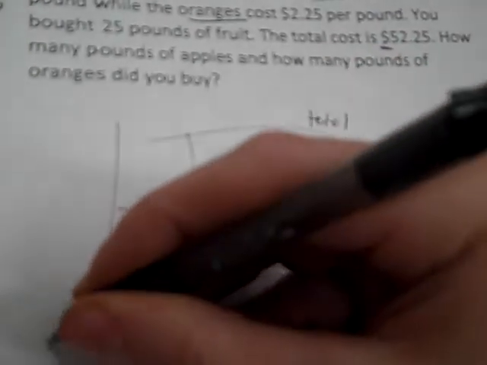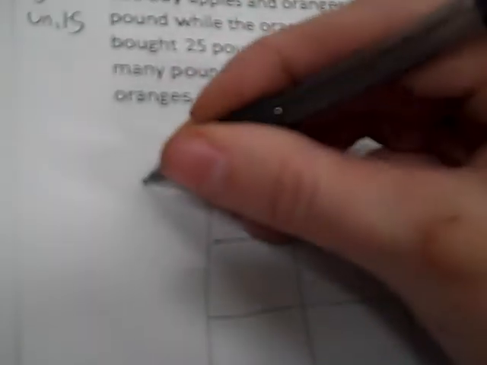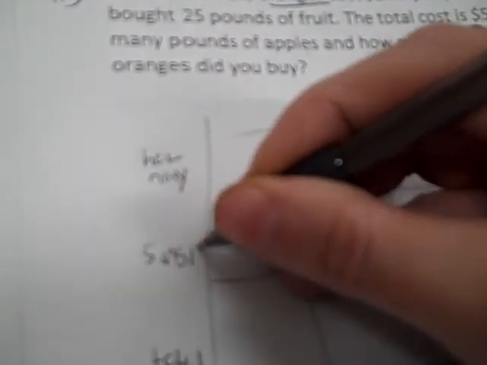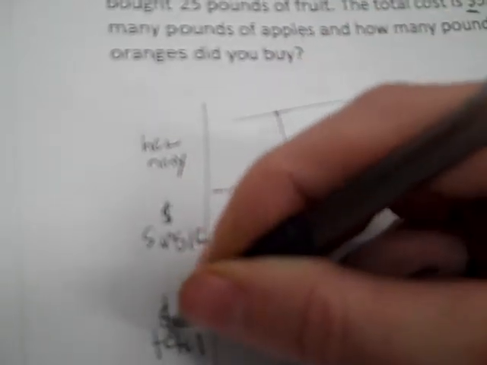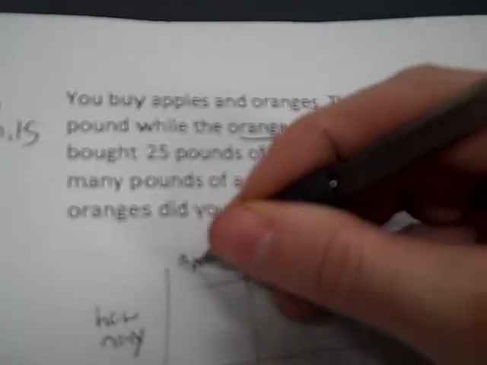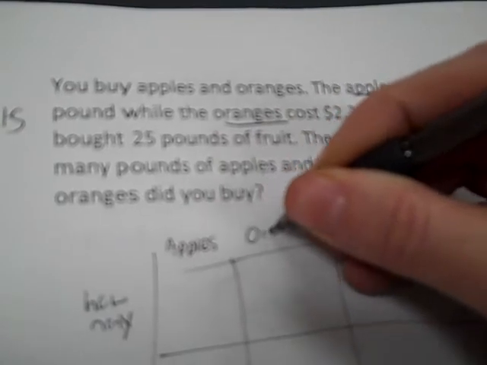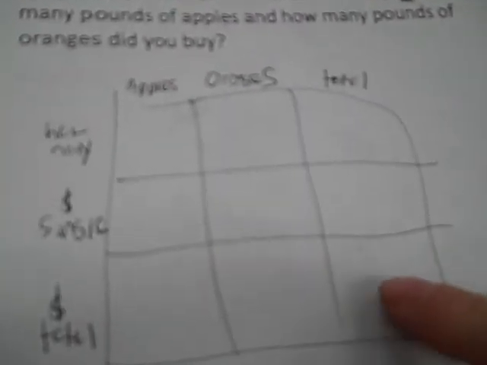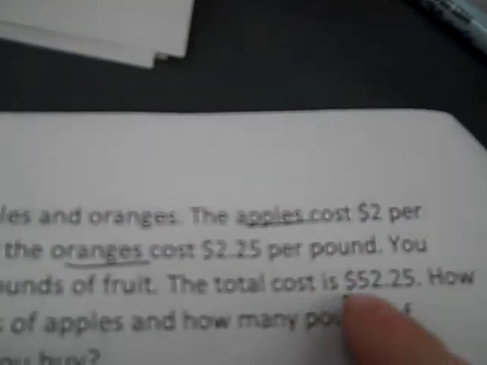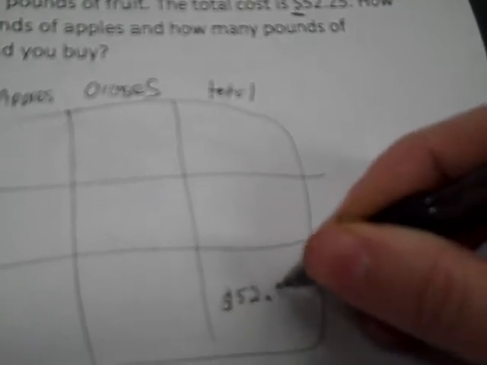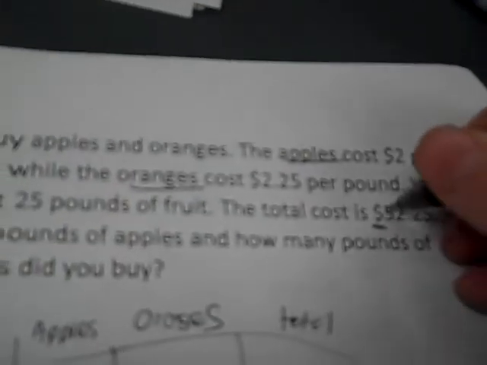Total, how many, single, and then I put a $ sign here and here because dollars is a unit. Now, other than dollars, we have apples and oranges. So apples and oranges. What's your money total? $52.25. Cross that off.